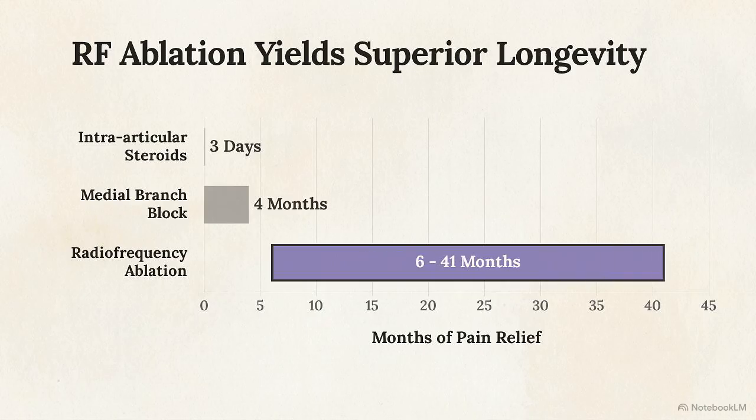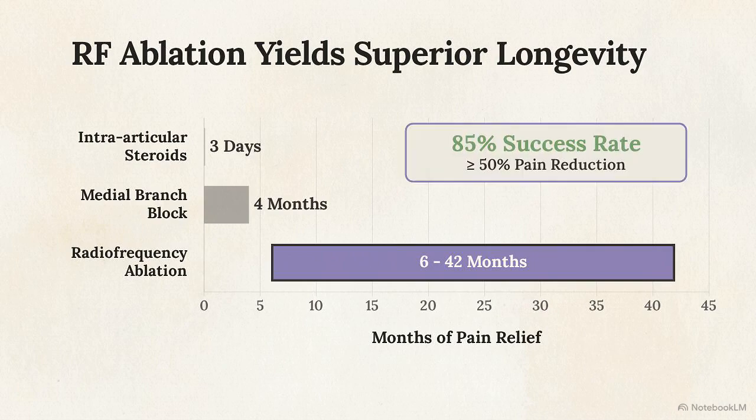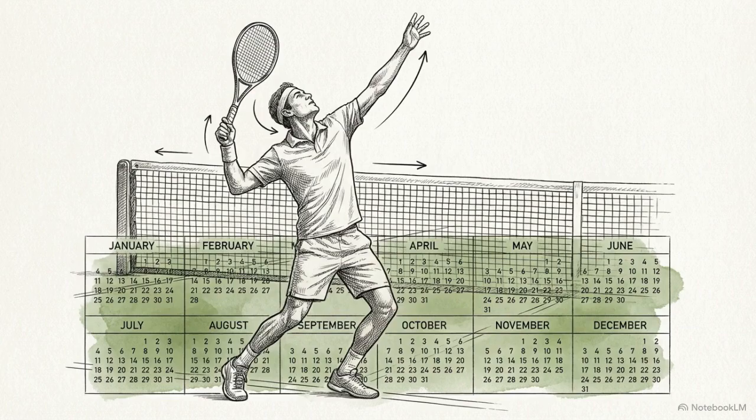Randomized controlled trials, including foundational studies by Lord and Van Eerd, prove this efficacy. Their data shows that up to 85% of properly selected patients achieve at least a 50% reduction in pain for 6 to 12 months or longer following RF ablation.